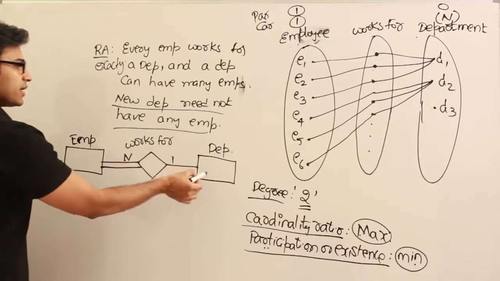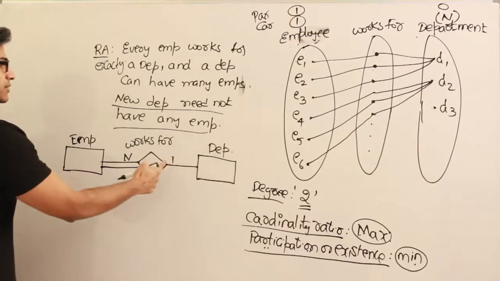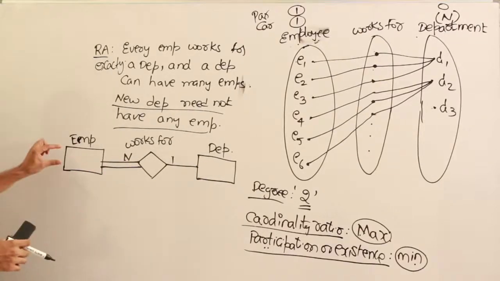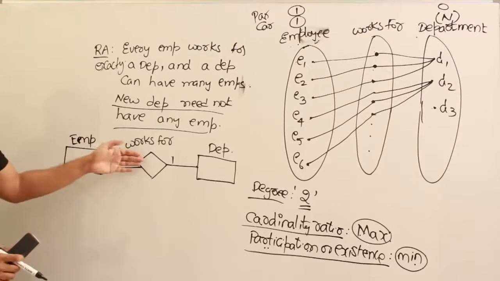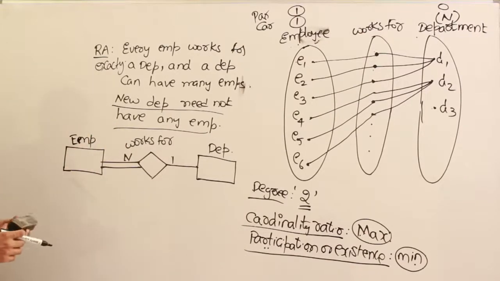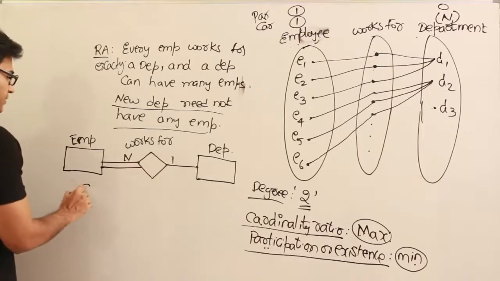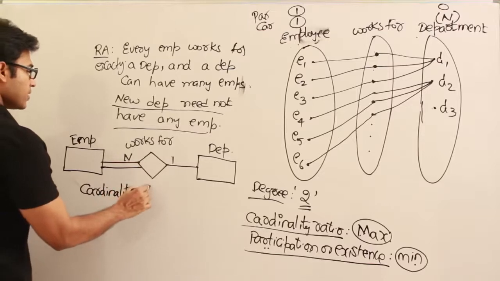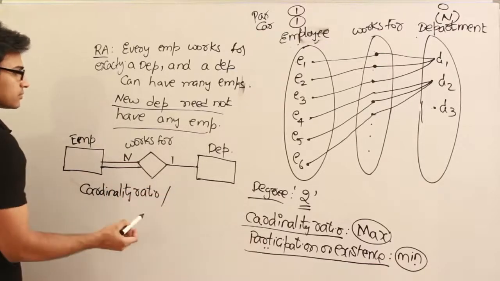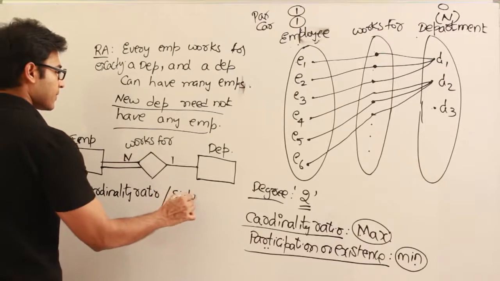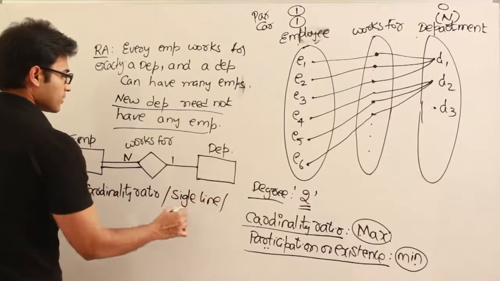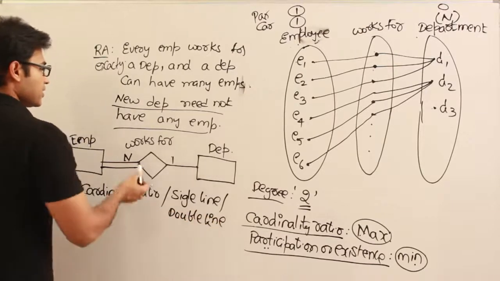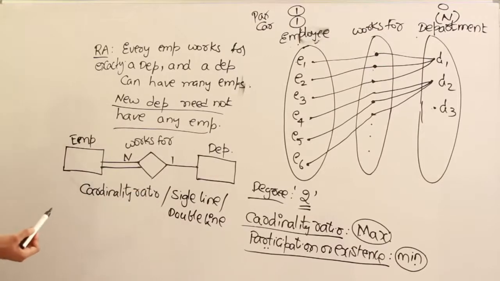What is partial? If some of the entities are not participating in the relationship, then it is called partial. This is called total participation. What is total participation? If all the entities of this set are participating in the relationship, then that is called total participation, right? And this representation is also called cardinality ratio, single line, double line. Single line, double line representation of ER diagram. It is quite popular and used at many places.